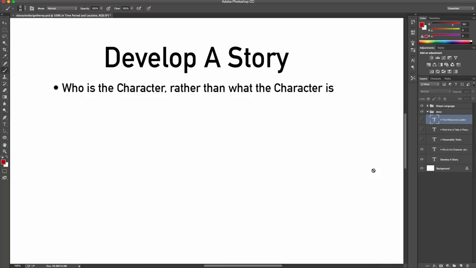I could have easily, for this, just said, oh, let's make a cool dude, and that's it, and just started putting on a billion muscles and things like that. But that doesn't really sell the idea of who that character would be. So always keep in mind who versus the what.